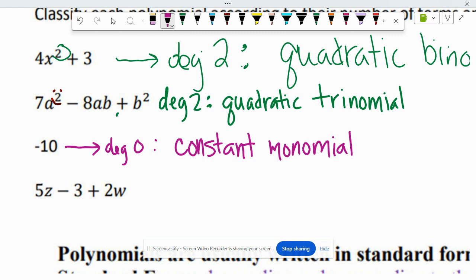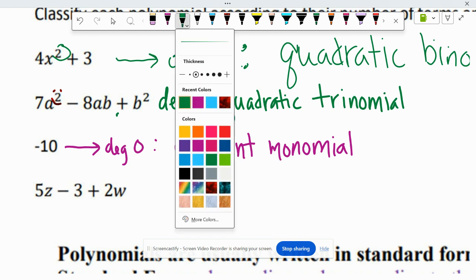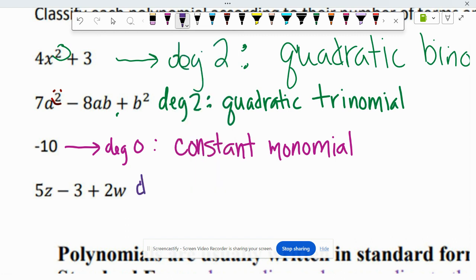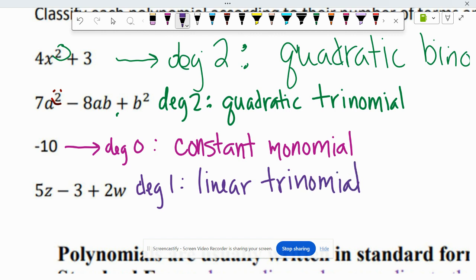Our last one, what is the degree of our last example? It's degree 1. And if something is degree 1, we call that linear. So this is a linear, and how many terms does it have? 3. So this is a linear trinomial. A linear trinomial.